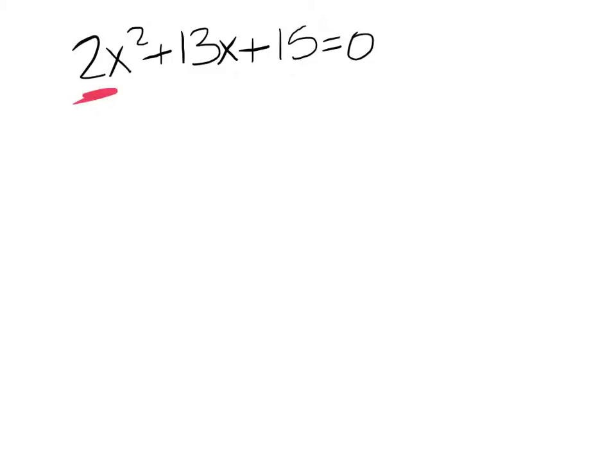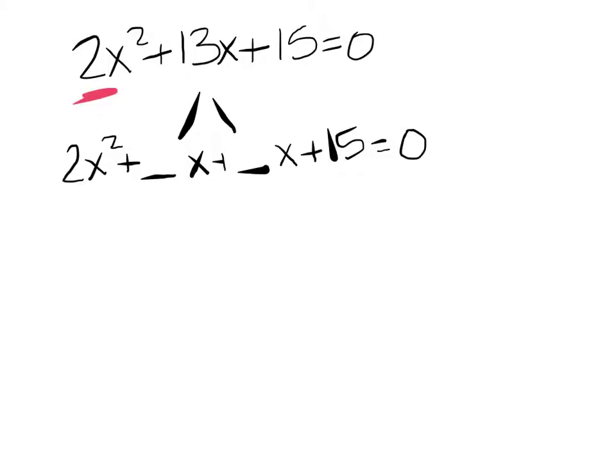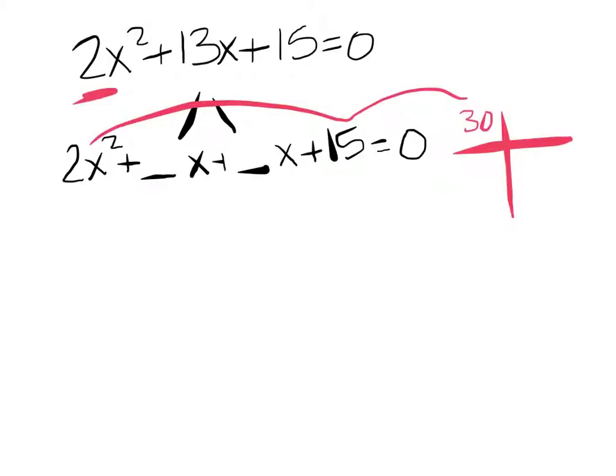So factor using grouping says that I'm going to split up that middle term, and I'm going to solve 2x squared plus something times x plus something times x plus 15 equals 0. So, just like when we did grouping before, we're going to try to think of some numbers that multiply to be 30 and add to be 13. Ooh, 10 and 3. So 10 goes in one blank and 3 goes in the other. Doesn't matter which one, you're going to end up with the same result.